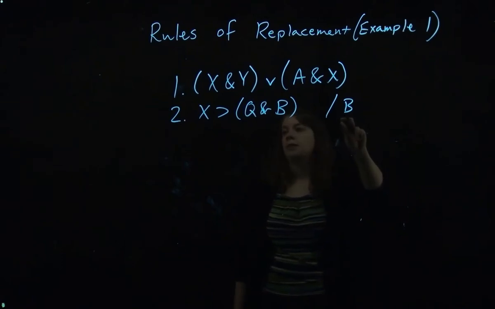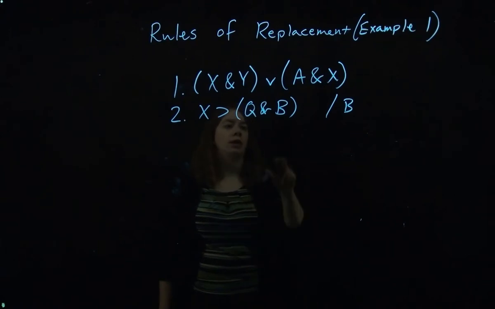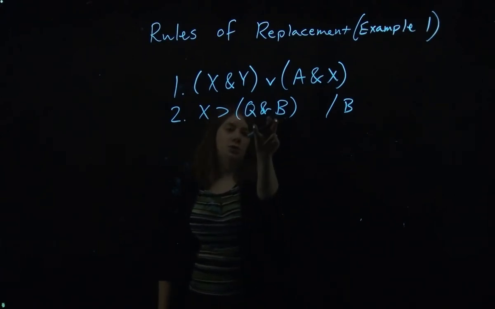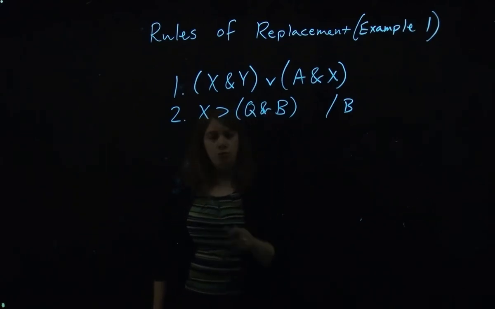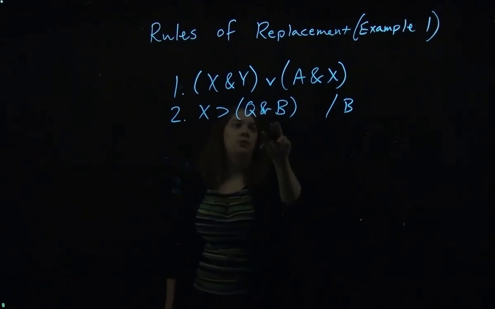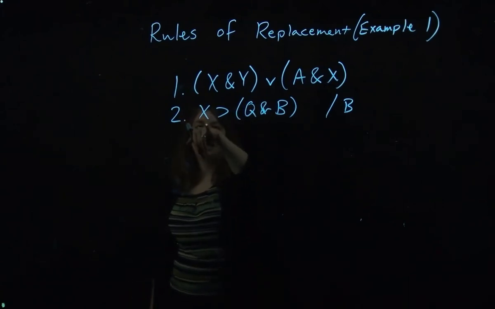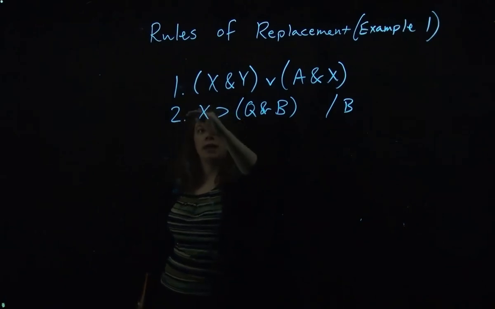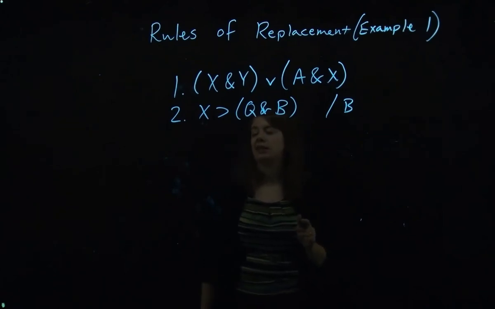We're trying to get our B here. If you're looking through the premises, you can see that there's a B on line 2 within this conjunction. And so if you could get this conjunction all by itself, you could use the rule of simplification to bring out this letter B. But in order to do that, you will need an X to do modus ponens, and therefore get rid of the X horseshoe part to isolate the conjunction in the antecedent.